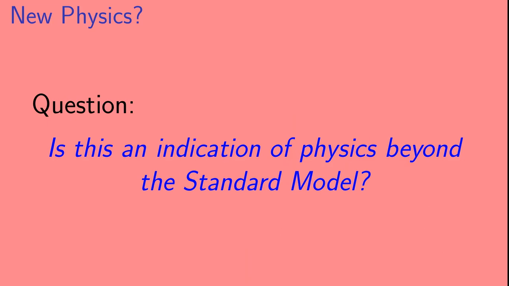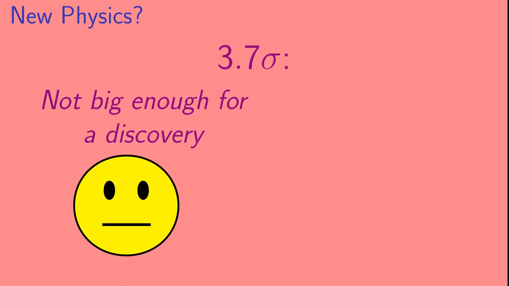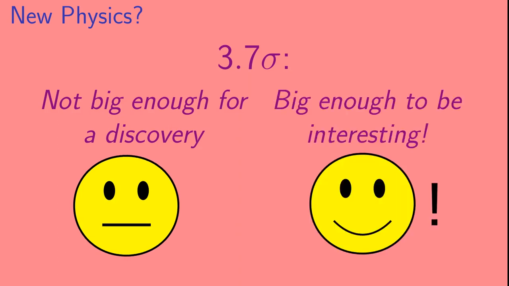Okay, so now we can ask a question. Is this an indication of physics beyond the standard model? Well, we don't know, but in particle physics, typically, 3.7 sigma is considered not big enough to declare a discovery, but it is big enough to be interesting.